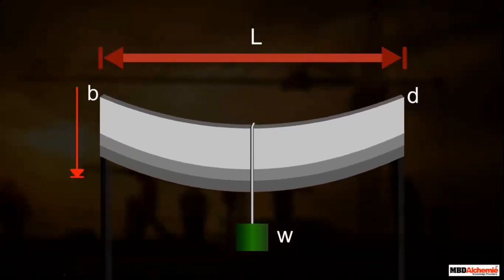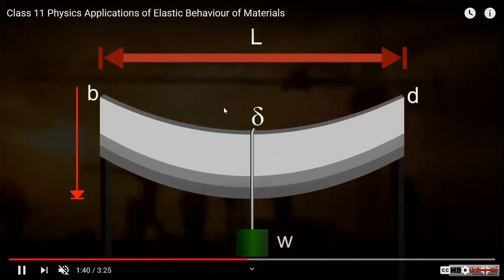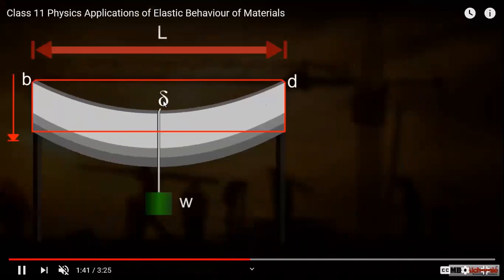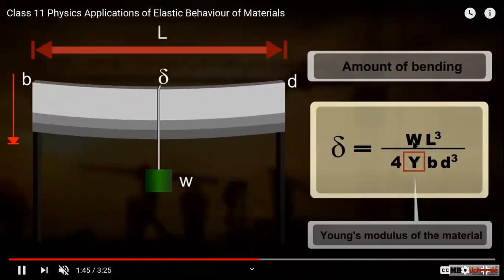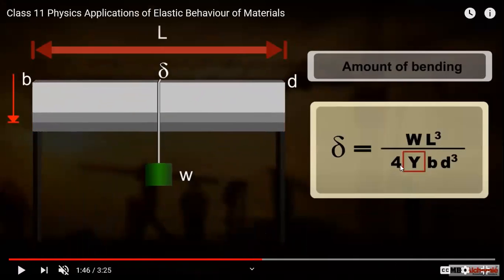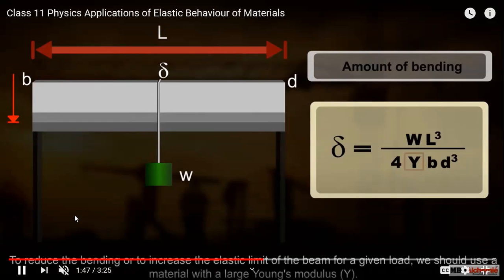So what happens when the weight is applied? You see that it undergoes a bending, and that amount of bending is given by W L cube by 4 Y B D cube. Do you see, children? Please, there is no necessity for you to remember this answer. It is only for your understanding that I'm putting it for you. It is inversely proportional to the Young's modulus. Is that clear, children? This del is what we are going to call as the bending.